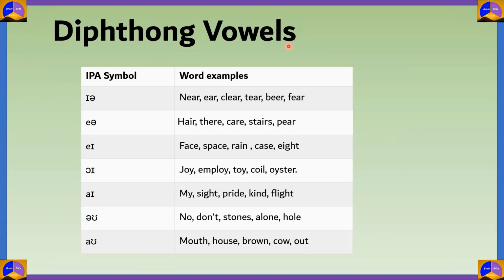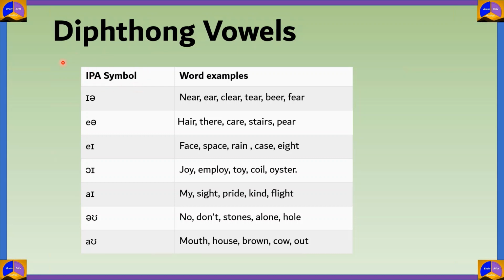Now, diphthong vowels represent vowels which are a combination of two short vowels. So we have two sounds emanating from this symbol. So we have 1, 2, 3, 4, 5, 6, 7 diphthong vowels, and here they are. Their symbols are given with their examples. The first symbol represents the sound ear. Now, examples of words with the sound ear are near, ear, clear, tear, beer, and fear.